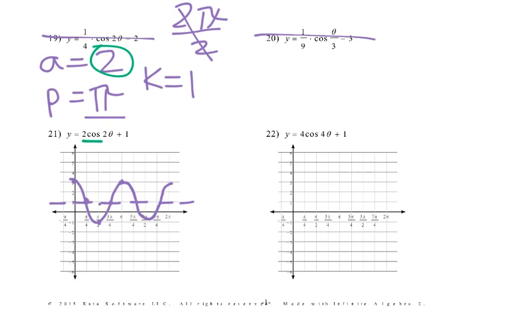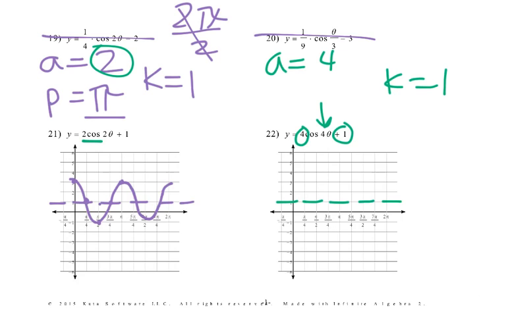Okay, 22, another cosine, so it's the same idea. This time we have an amplitude of 4, so we're going even higher. Midline of 1, so we're jumping up to that 1 for our midline again. Now this 4, so we go 2 pi over 4 to find our period. That's 1, that's 2, so it's pi over 2 for our period, so it's squished even further.